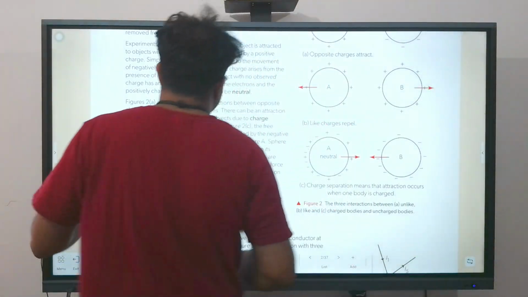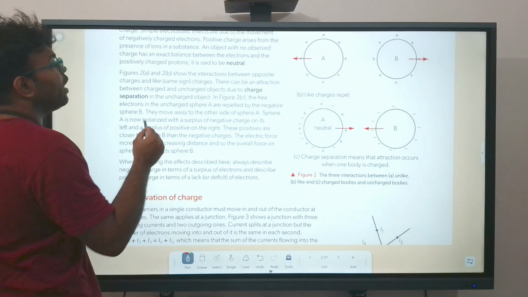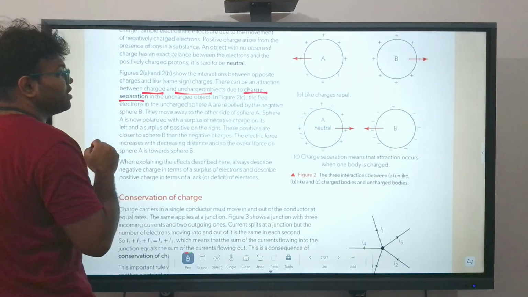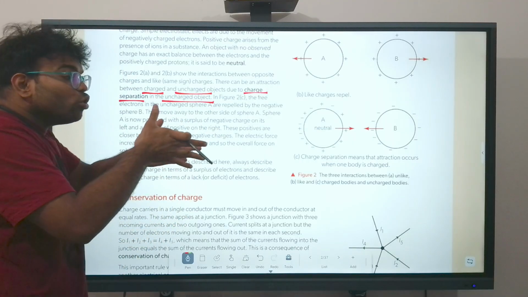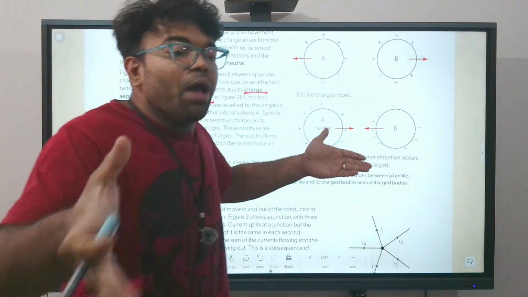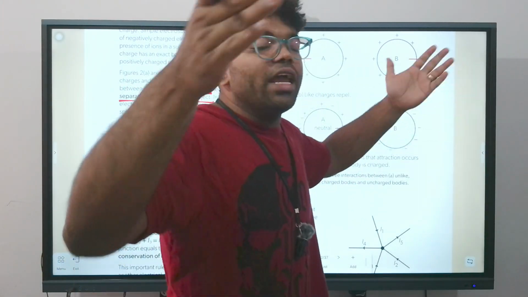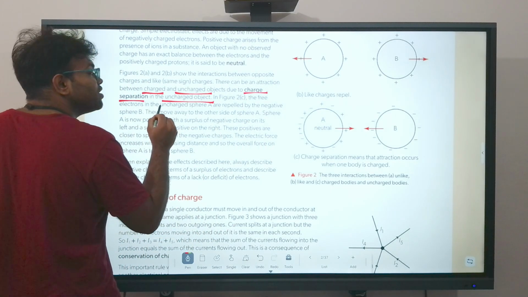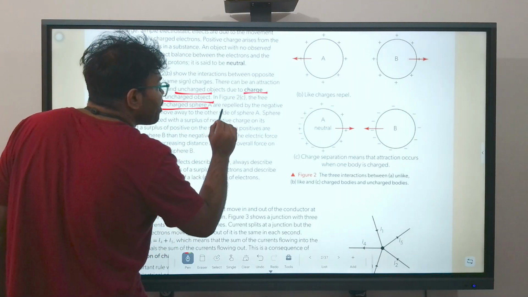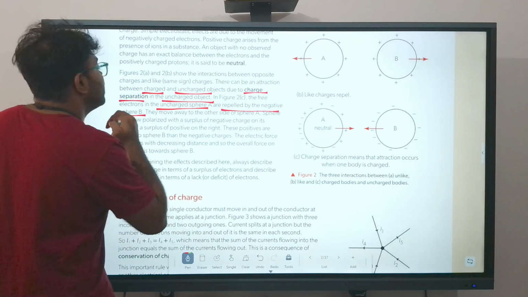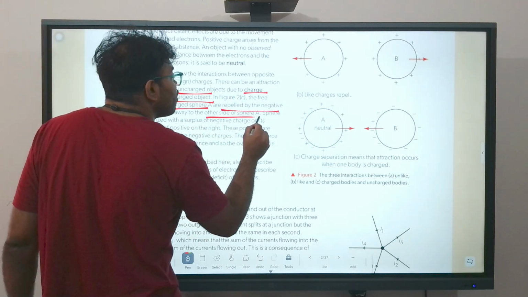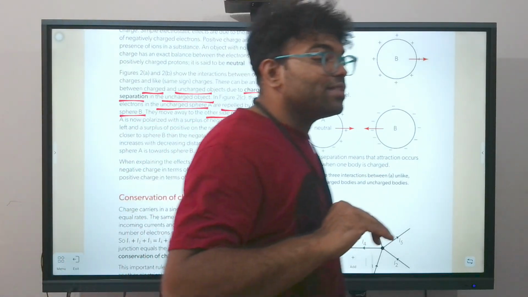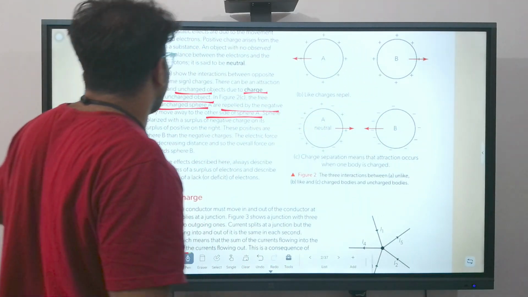Okay, so there can be attraction between a charged and an uncharged object due to charge separation in the uncharged object. You have created a charge separation by bringing a charged particle next to a neutral particle. In figure 2c, the free electrons in the uncharged sphere A are repelled by the negative sphere B. They move away to the other side of sphere A, due to which you have polarized the whole charge.